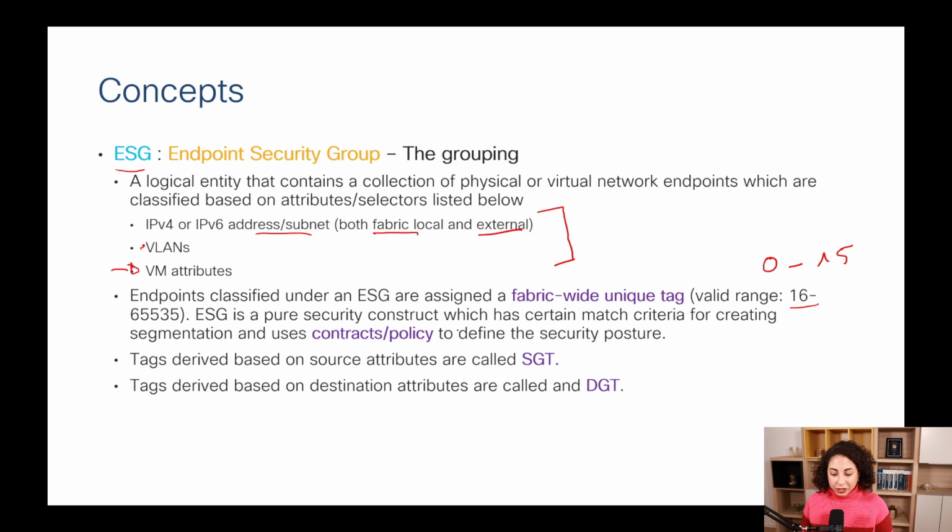ESG is a pure security construct which has certain match criteria for creating segmentation and uses contract/policy to define the security posture. Now, again, this is very important. Contract/policy is what we will be enforcing between these different security groups. So once we have created them and once we have put inside of them the relevant devices and networks, we will be able to enforce security policies or contracts between them.